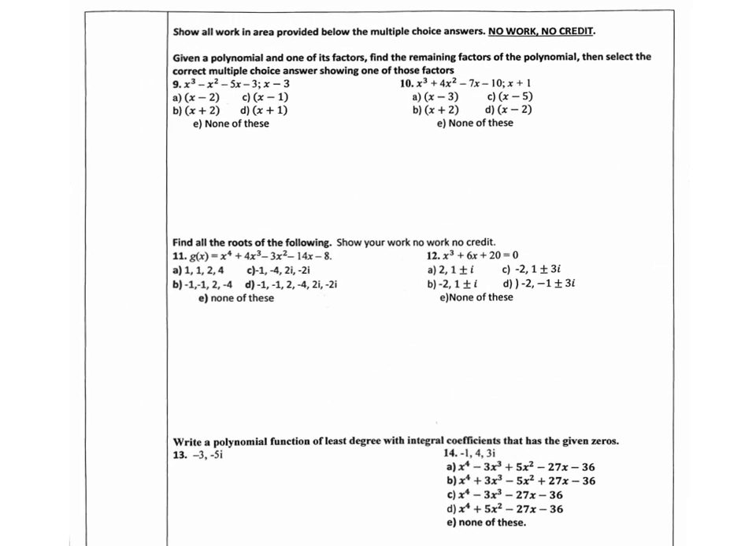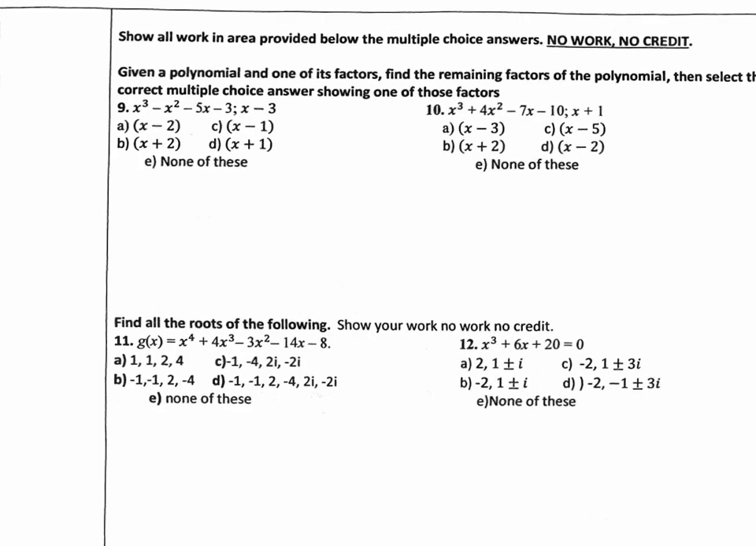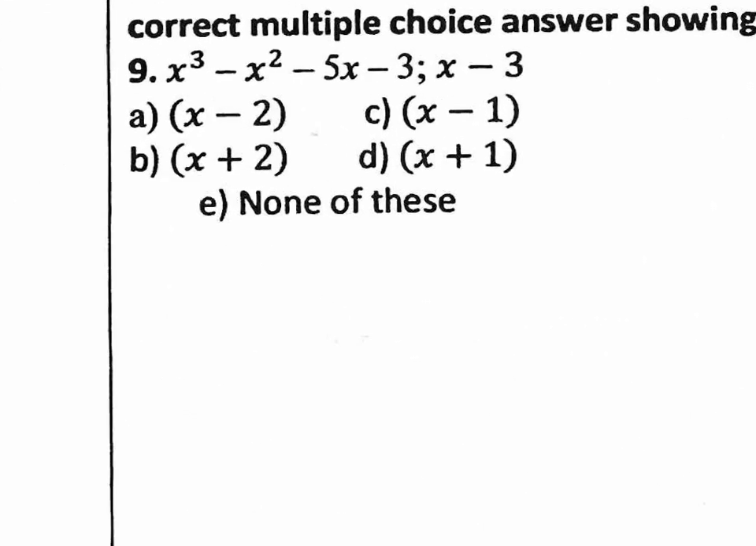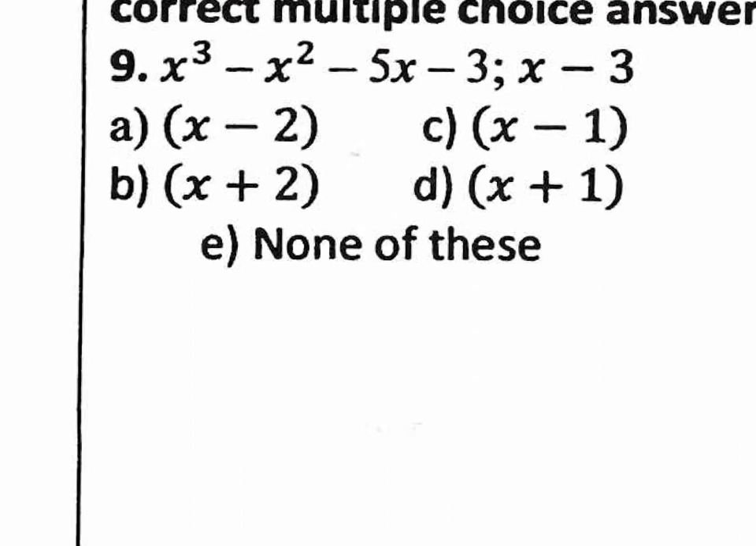On the back side, they give you a polynomial and one of its factors, and they want you to find the remaining factors. They tell us this cubic polynomial, and they tell us that x minus 3 is a factor. When you know that something's a factor of something else, if you divide by one of its factors, you get no remainder. You get 0 as a remainder. 4 is a factor of 12. If you divide 12 by 4, the answer is 3. There's no remainder. It works out perfectly.